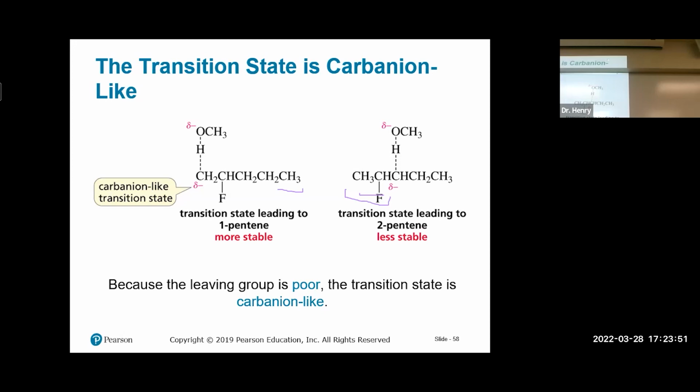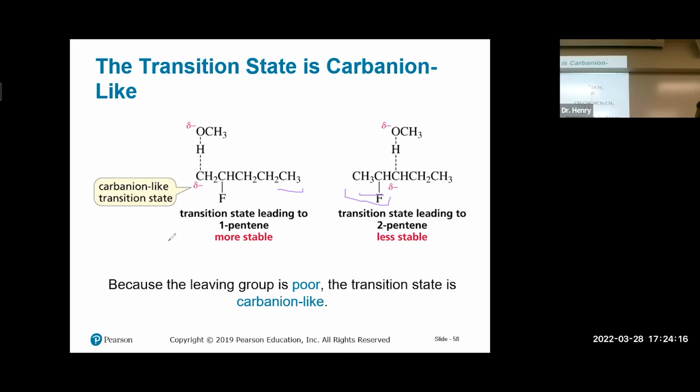Okay, so in this case, you're going to have a transition state that's going to be a carbanion, so it's going to be a carbon anion in the case of fluorine. So this guy's going to be partially negative. This guy's also going to be partially negative. Okay, so that's the same thing that's happening here.